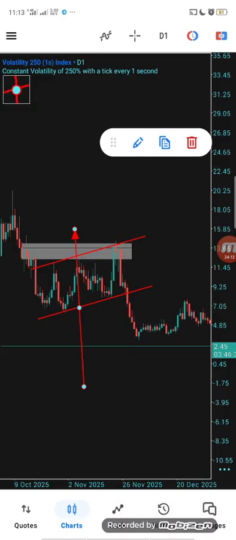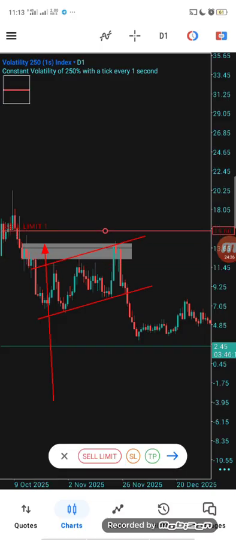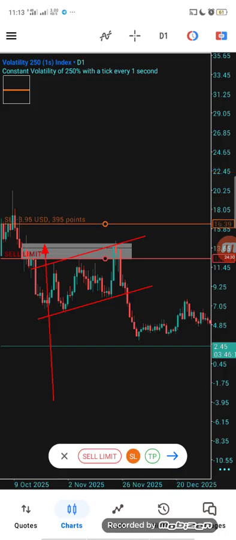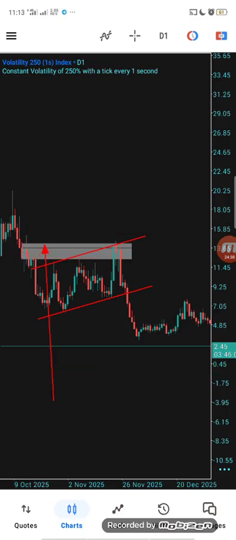Then for your stop loss, for those who use stop losses, put it just a few pips above the wicks, like this wick here. You put it up a few pips. Let me show you. You'd put it a few pips above that wick like that.